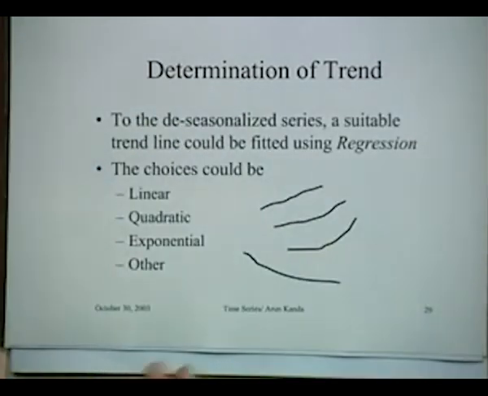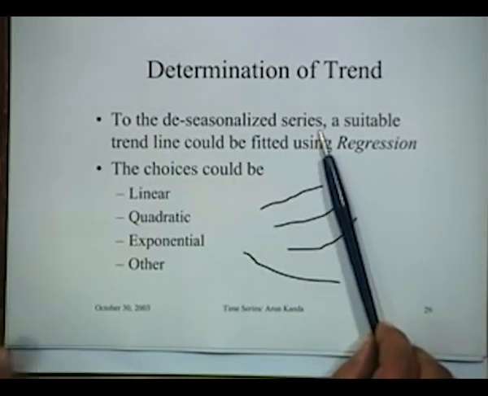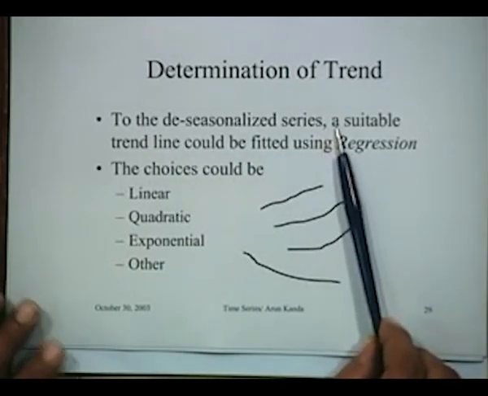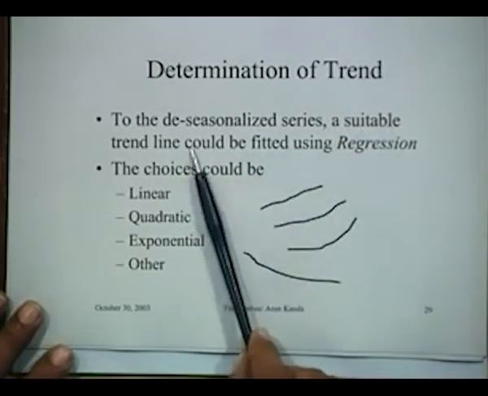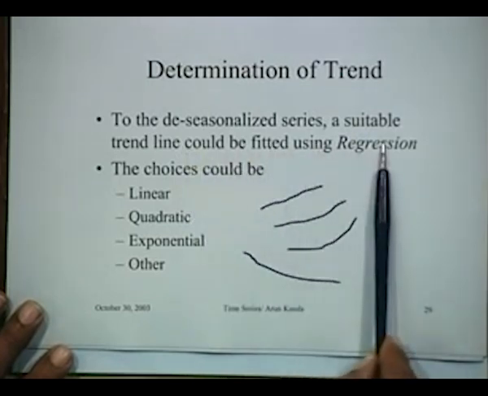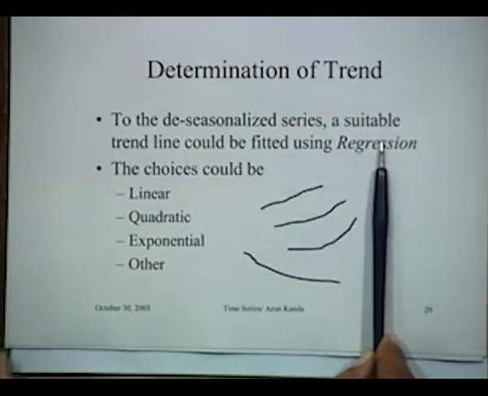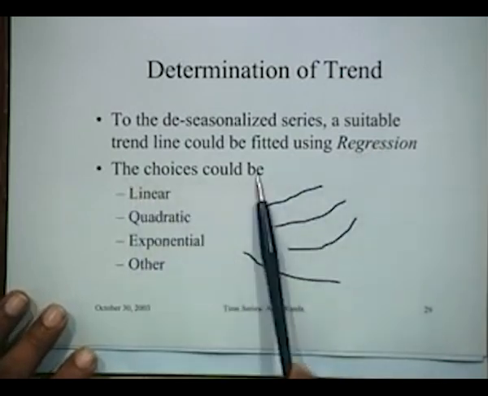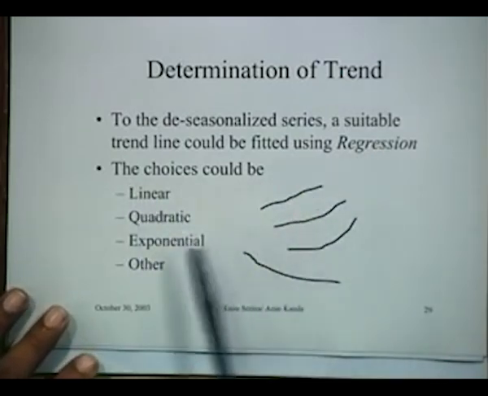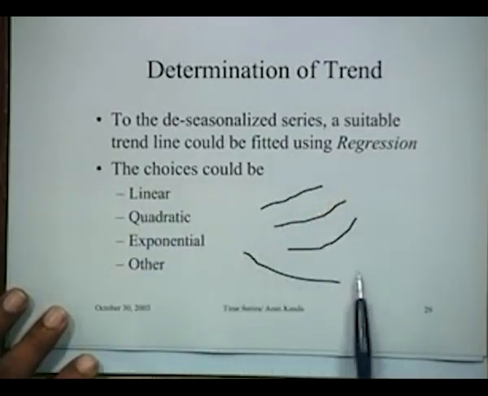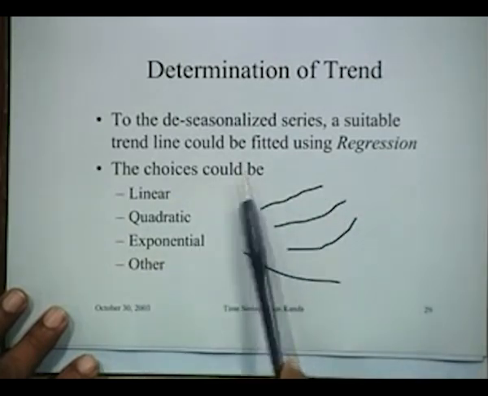If you were to now determine the trend, how will you determine the trend? You take the de-seasonalized series which we have just determined. A suitable trend line could be fitted using regression. So you use regression again, right? And the choices could be very simple choices. It could be linear, quadratic, exponential, or other functions, whichever function that you want to see.